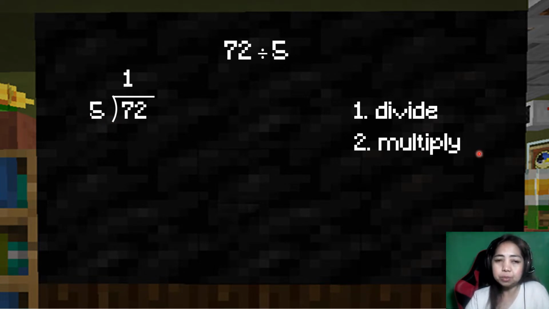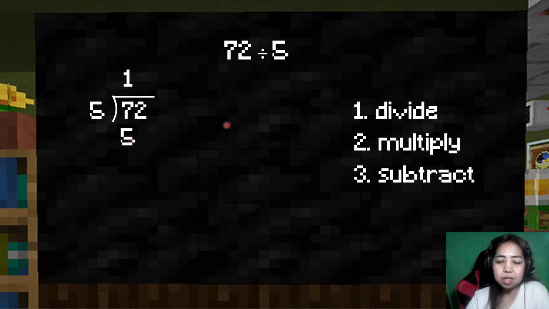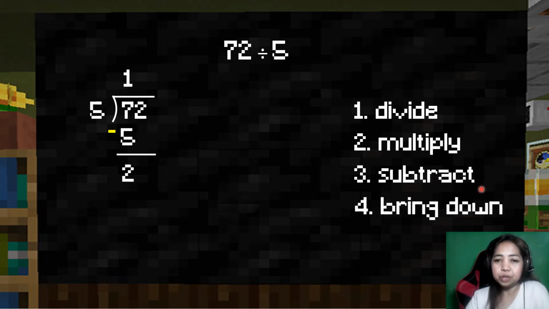Second step is to multiply that answer to 5. So, 1 times 5 is 5. Third step is to subtract 7 and 5. So, 7 minus 5 is 2. The fourth step will be to bring down the remaining digit, which is 2. And then we go back to the same procedure. Step 1, we have to divide 22 divided by 5, which is 4.